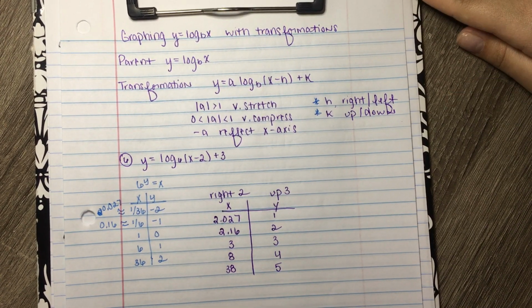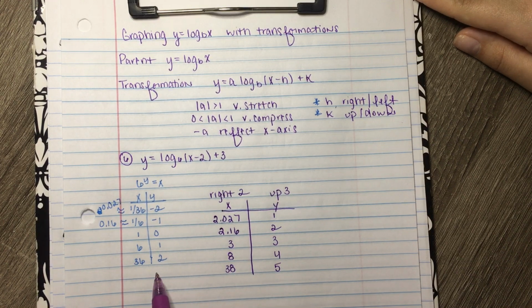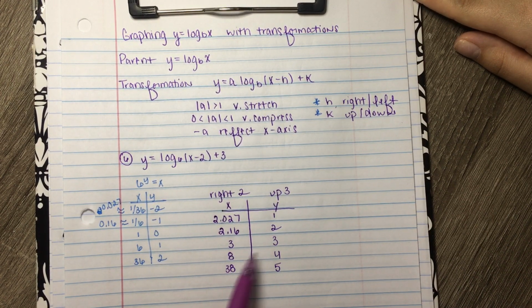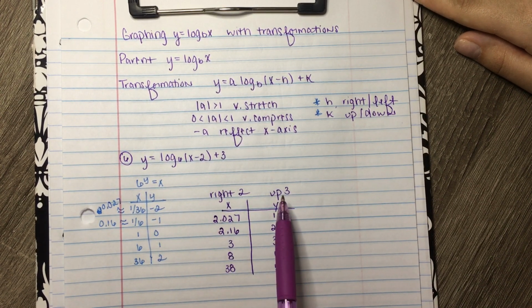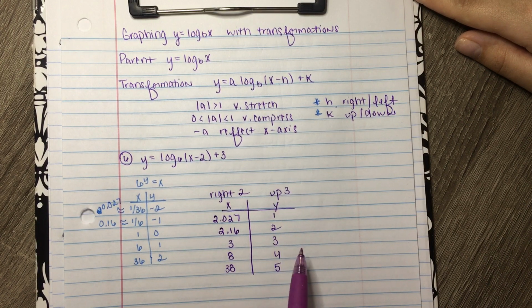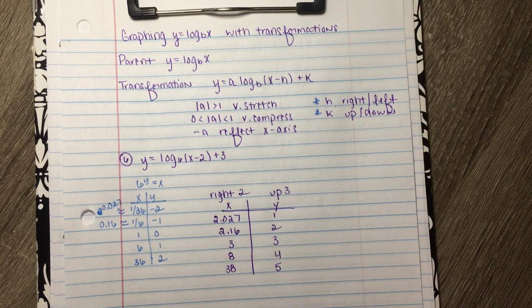All right, so just like we did in the transformations packet, you're starting with the parent function, always doing the table values for the parent function, and then shifting each individual point. Right means we're increasing, left means we're decreasing, up means we're increasing, down means we're decreasing. And then I did already graph this for us.